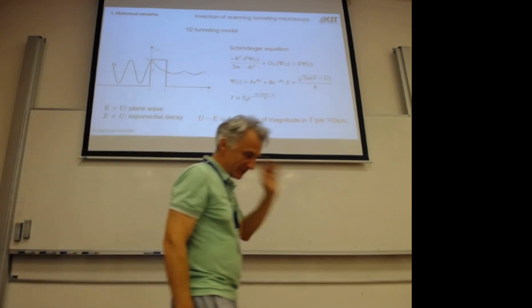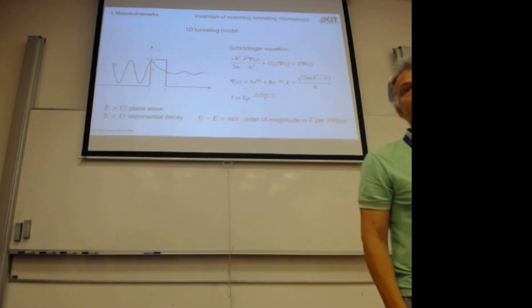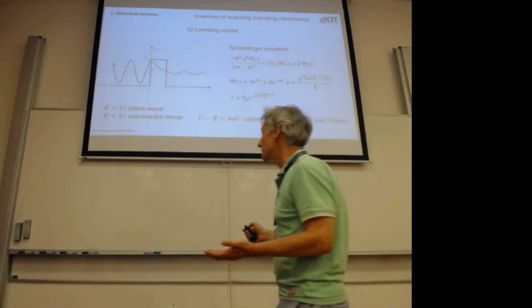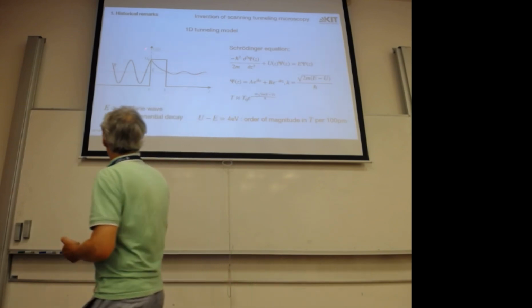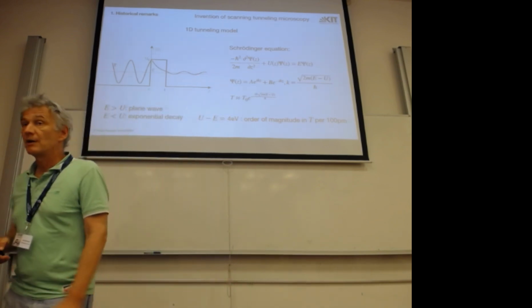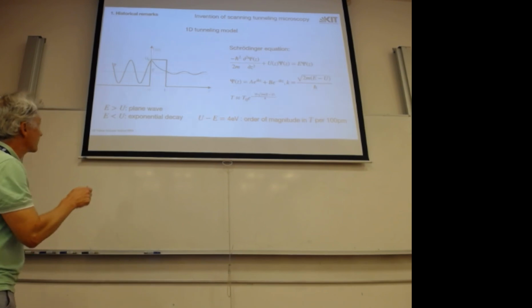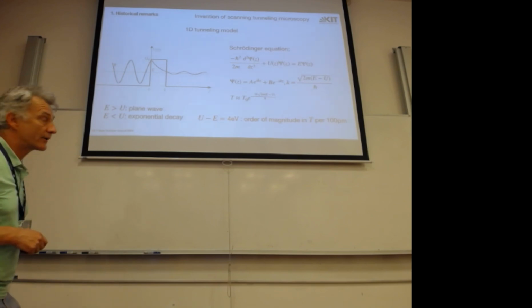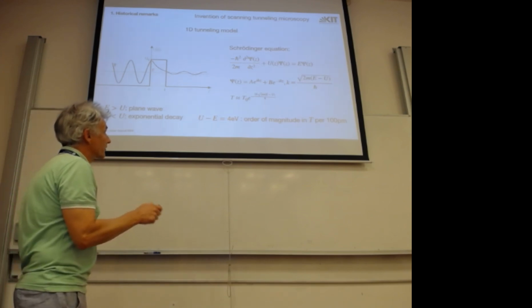Now, this is super simple, just to get an idea of how the tunneling current will depend on the distance. We take the simplest possible model, a one-dimensional model. We have a barrier, we have two metals. A plane wave impinges on the barrier. The energy of the particle is lower than the barrier, so you get a tunneling effect. You have a Schrödinger equation.